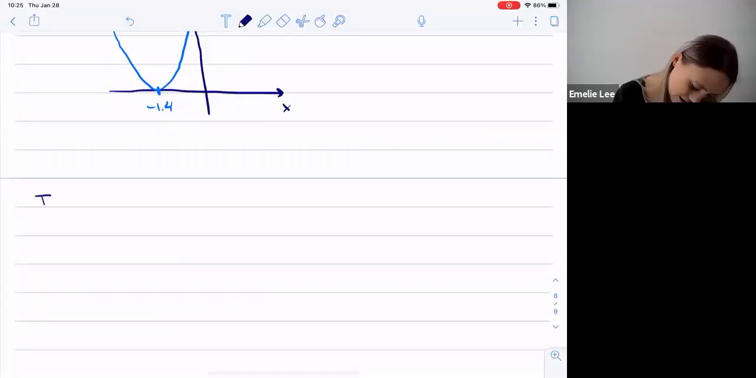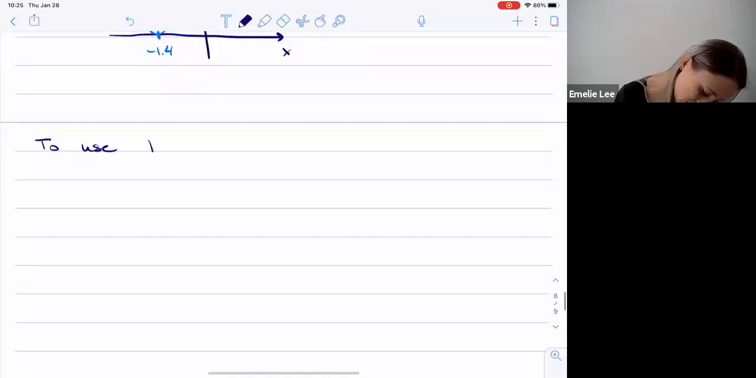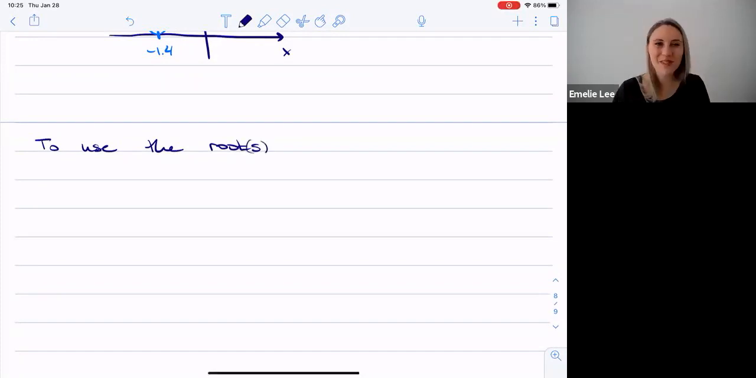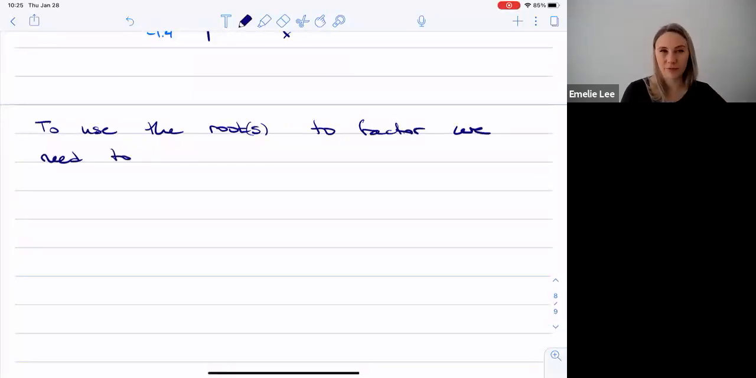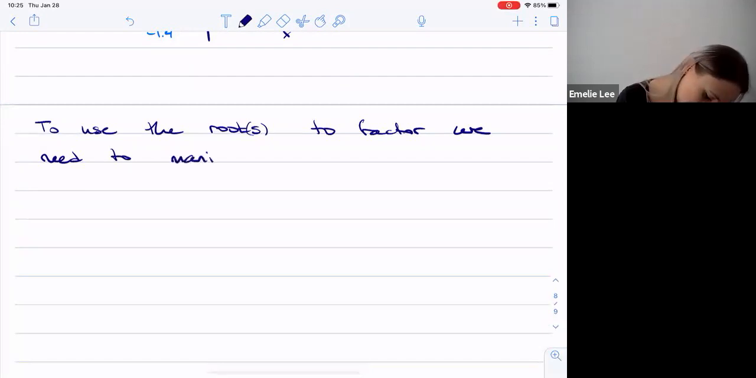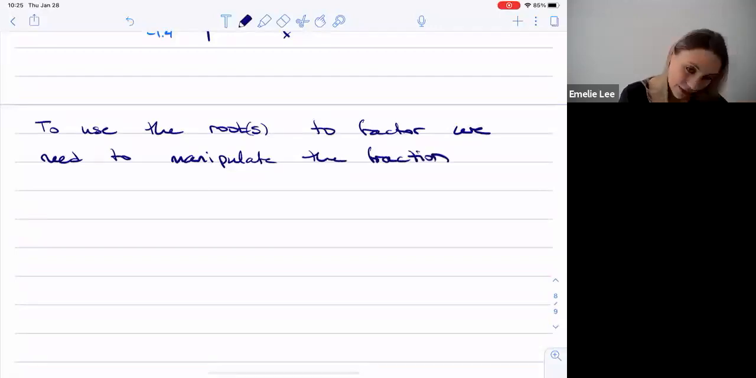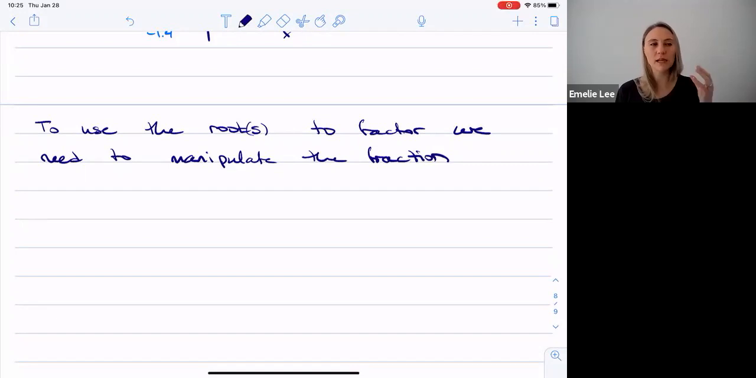So to use the root, it's still two roots, it goes down and bounces off. So to use the roots, but there's just the one number, to factor, we need to manipulate the fraction a little bit. Whenever you find a fraction, that is the root. Okay, so don't get confused. That is the root. But when we're trying to factor, right?